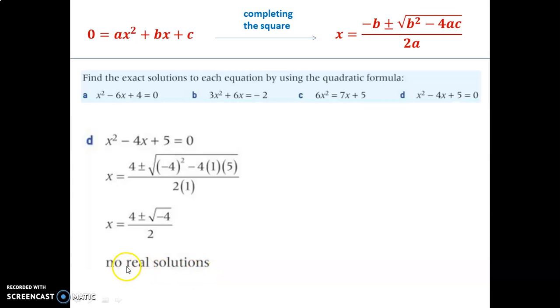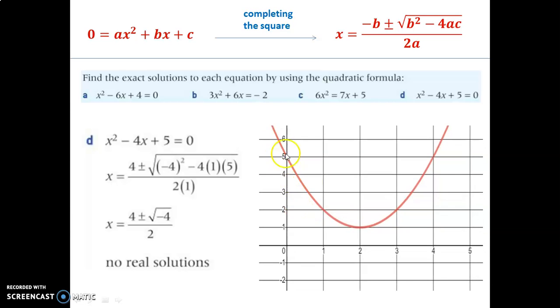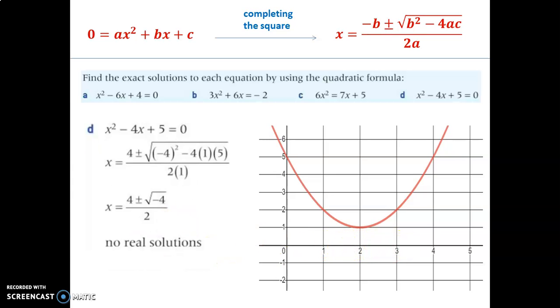Notice we use the word real. We didn't say there are no solutions, because actually this is solvable, and I'll show you something about that in just a moment. But there's no real solutions. And notice if we have the graph of that, I graphed it here, notice the parabola does not intercept the x-axis. So there are no x-intercepts, and that's why we see no real solutions here.